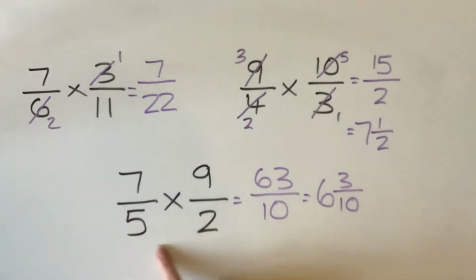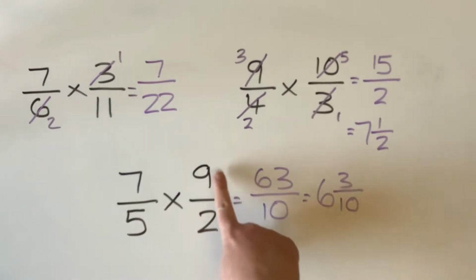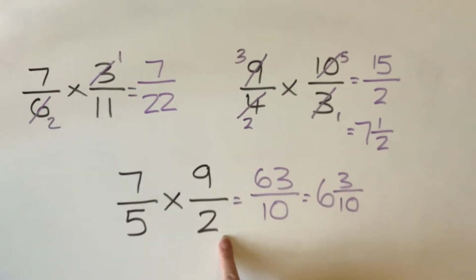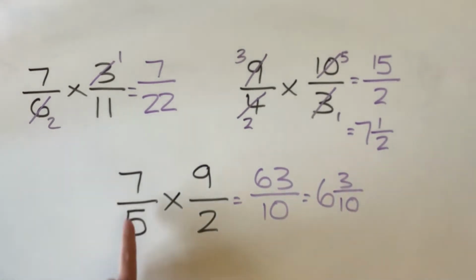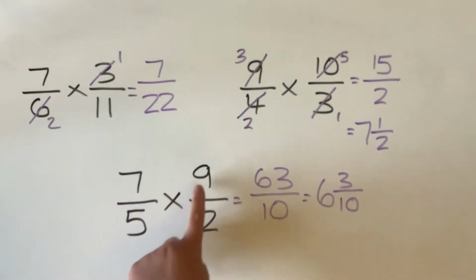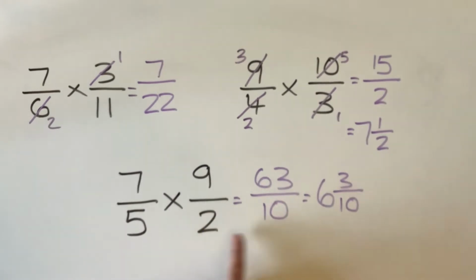It was the final one, 7/5 multiplied by 9/2. You couldn't do any cancelling beforehand, so you simply just had to multiply across. 7 times 9 is 63. 5 times 2 is 10. And then simplify that, convert it into a mixed fraction, giving you 6 and 3/10. So if you need to, pause the video and check those first two.